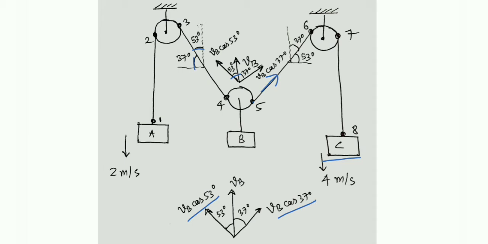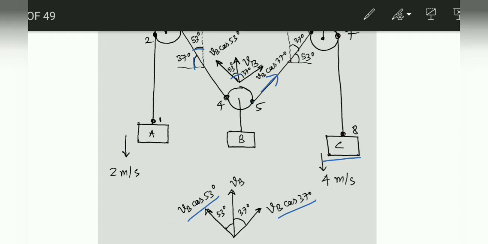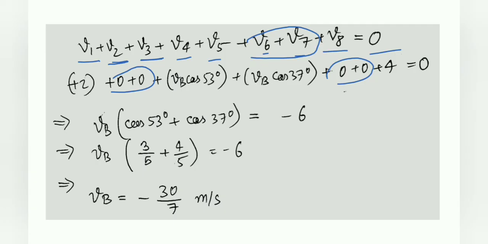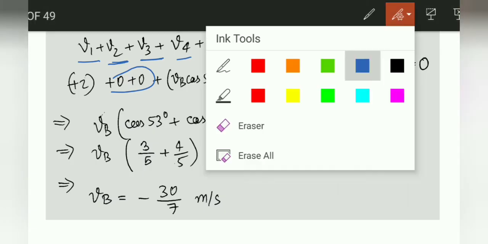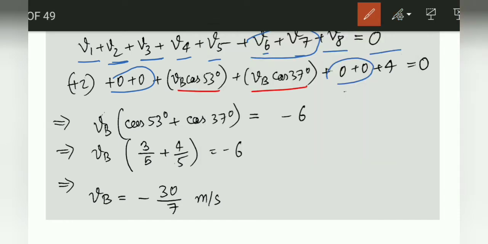And which component is responsible for the motion? See, we cannot write V4 as VB, because just see this thing here. Suppose VB is moving upward, but V4 is moving like this. So we have to take the component of VB along V4 and also along V5. For V4, VB cos 53 degree is responsible, and for V5, VB cos 37 degree is responsible. So V4 is VB cos 53 degree, V5 is VB cos 37 degree, and V8 is moving downward, so it will be plus 4.